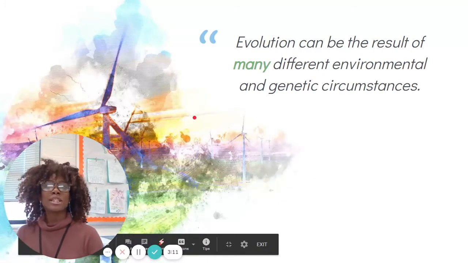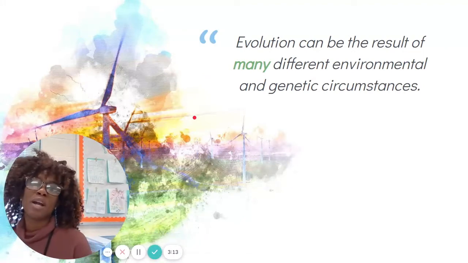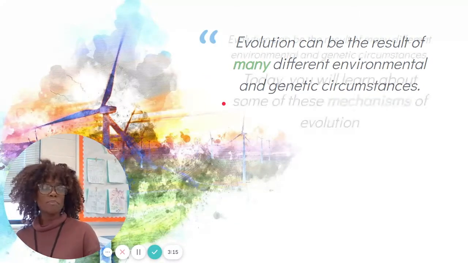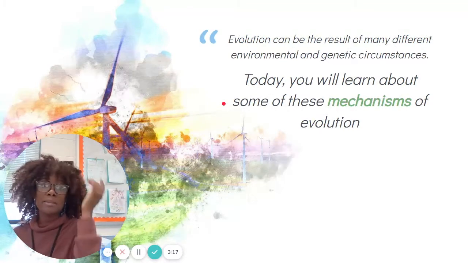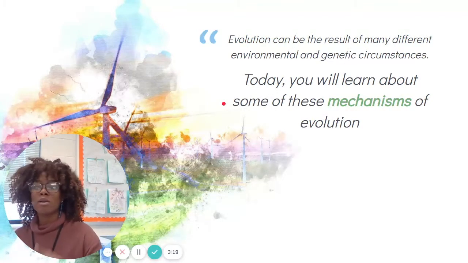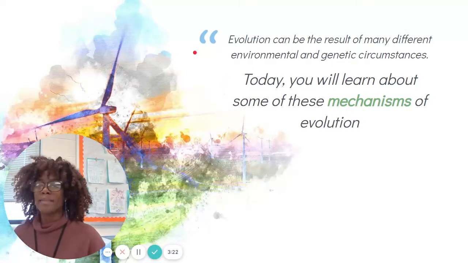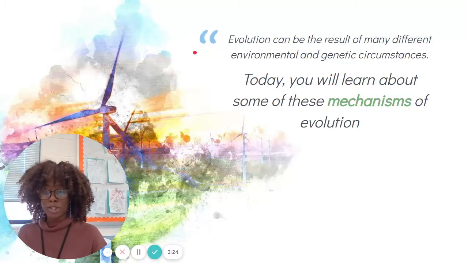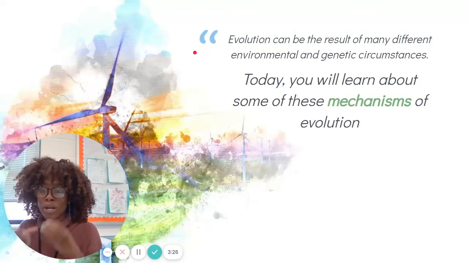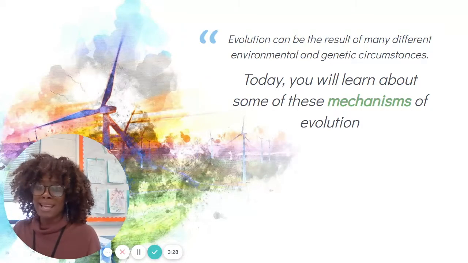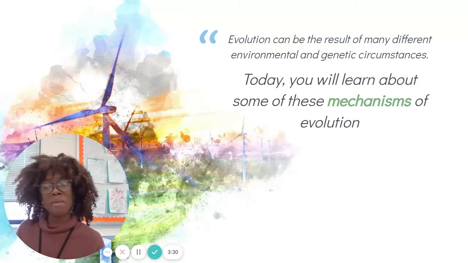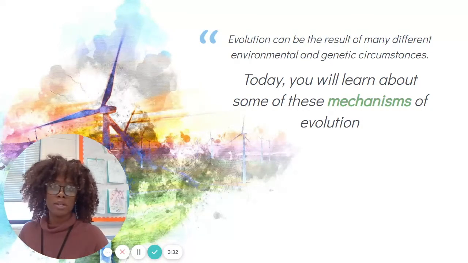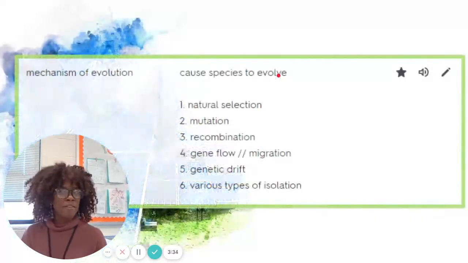Evolution can be the result of many different environmental and genetic circumstances. Today, you're going to learn about some of these mechanisms of evolution, so what actually causes evolution to occur. Last lesson we talked about natural selection, which is a big part of what causes evolution. But like I said, there are many circumstances that can cause evolution, so today we're going to learn about, I think, 5 or 6 of them.